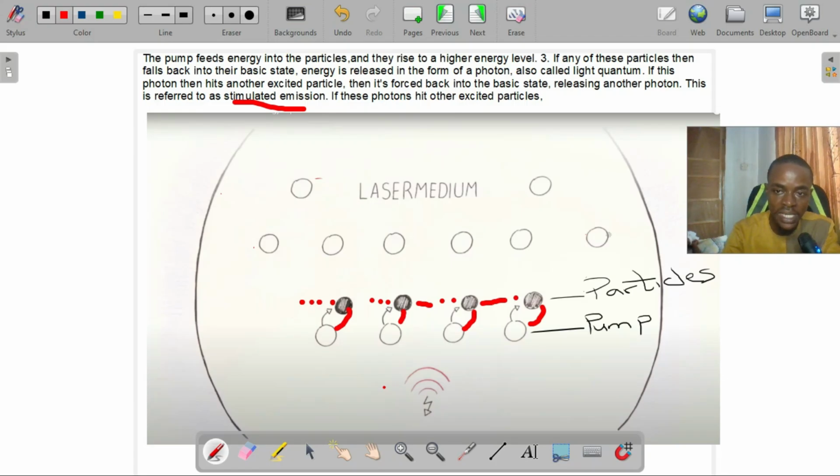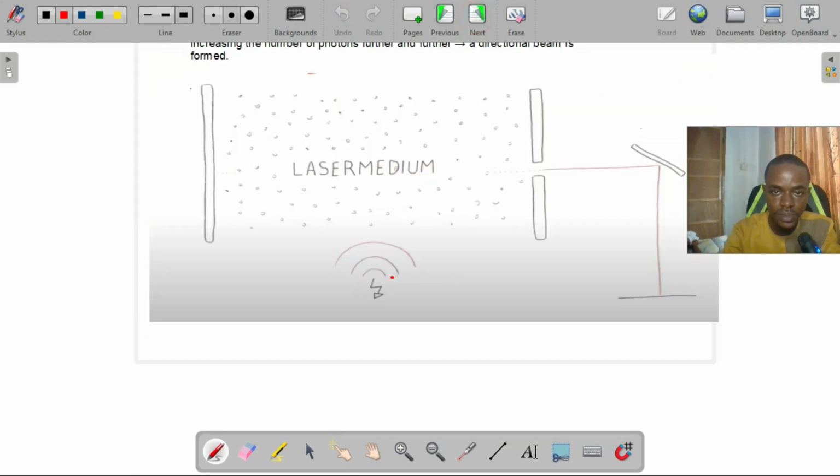It increases, whereby we already have 4 here. From there we will now have 5 photons. From here we will have 6 photons. From here we will have a lot. By doing so, these photons are now increasing. Now let's see the next slide.